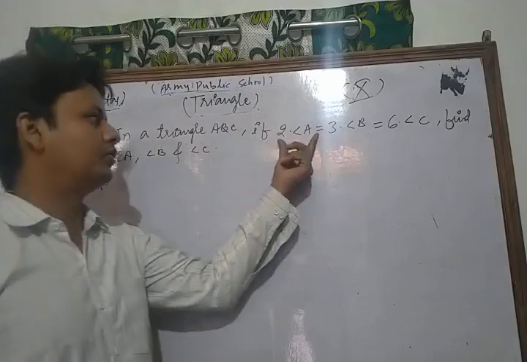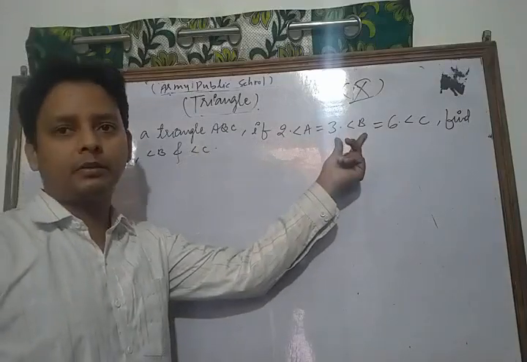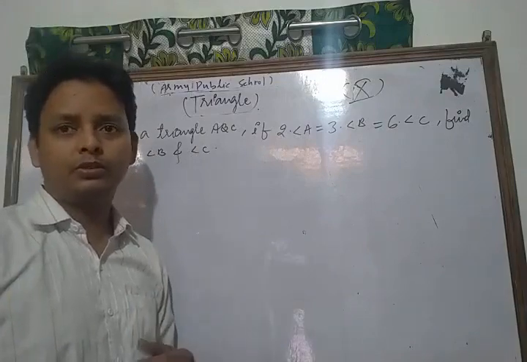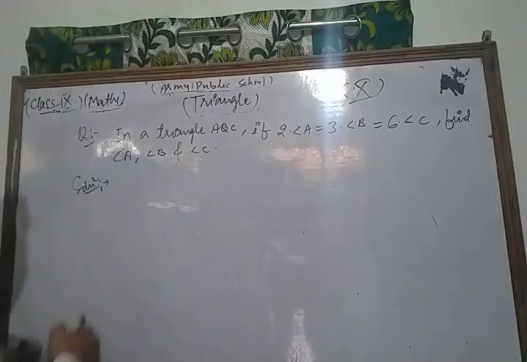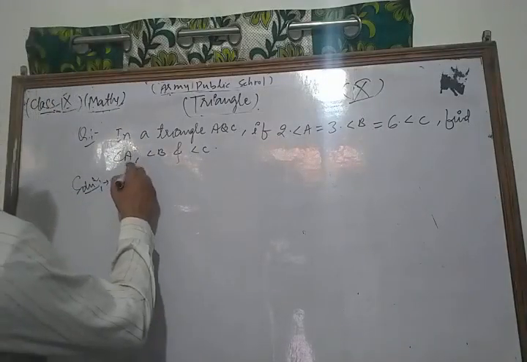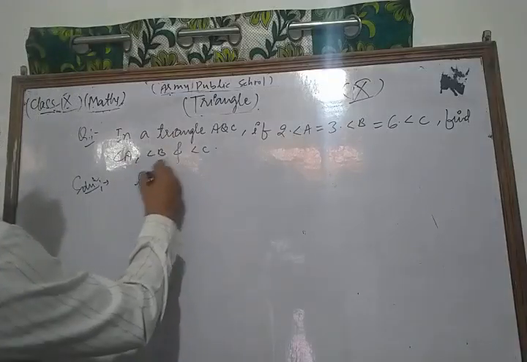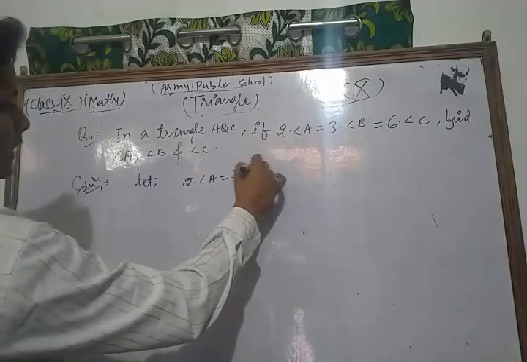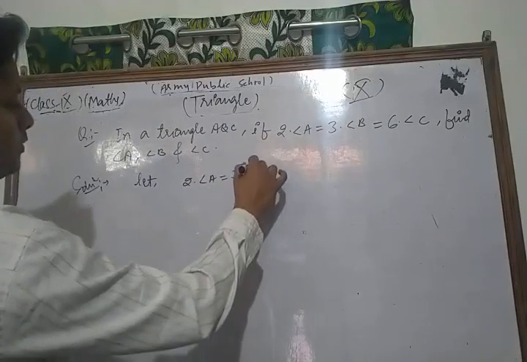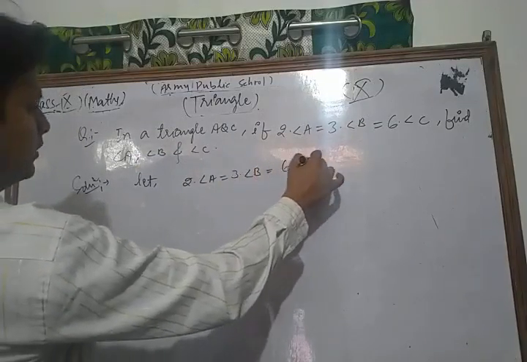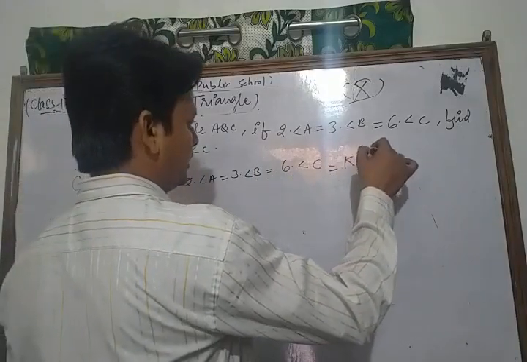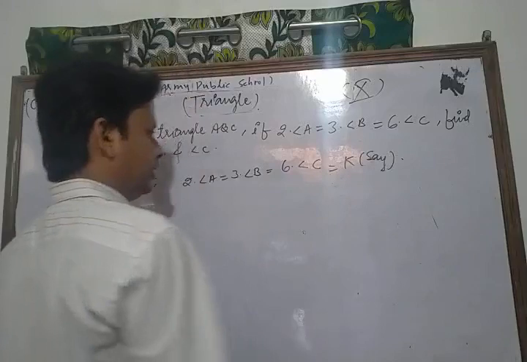In a triangle we have 2 times angle A is equal to 3 times angle B is equal to 6 times angle C. So for that question, let's see its solution. First of all we write given. Let 2 times angle A is equal to 3 times angle B is equal to 6 times angle C is equal to K.